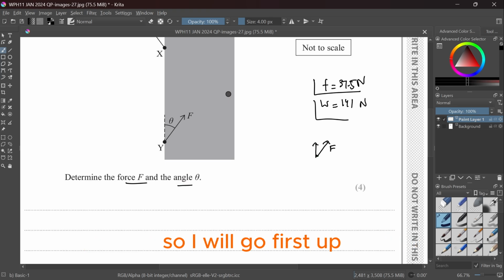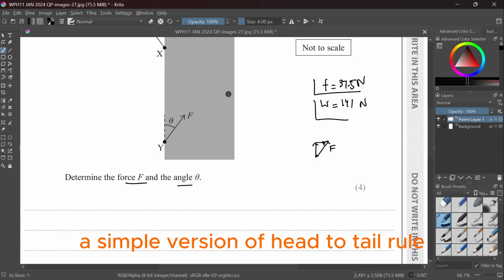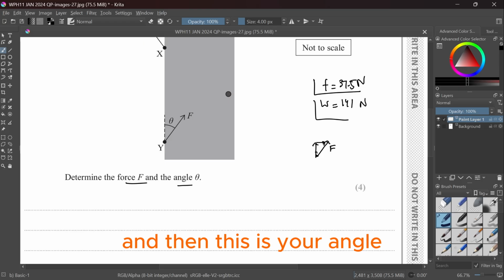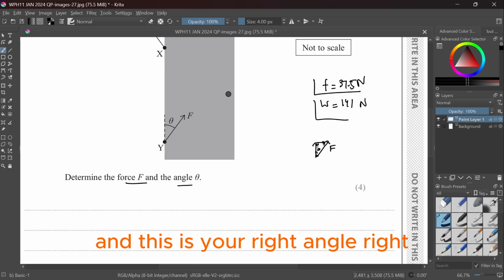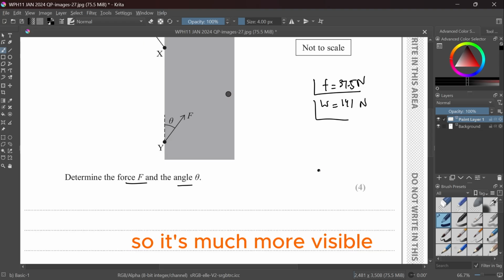So I will go first up and then I will go to the left side. Okay, so this is your vector diagram here, right? A simple version of the head to tail rule. And then this is your angle and this is your right angle, right? Let me draw it a little bit bigger so it's much more visible.